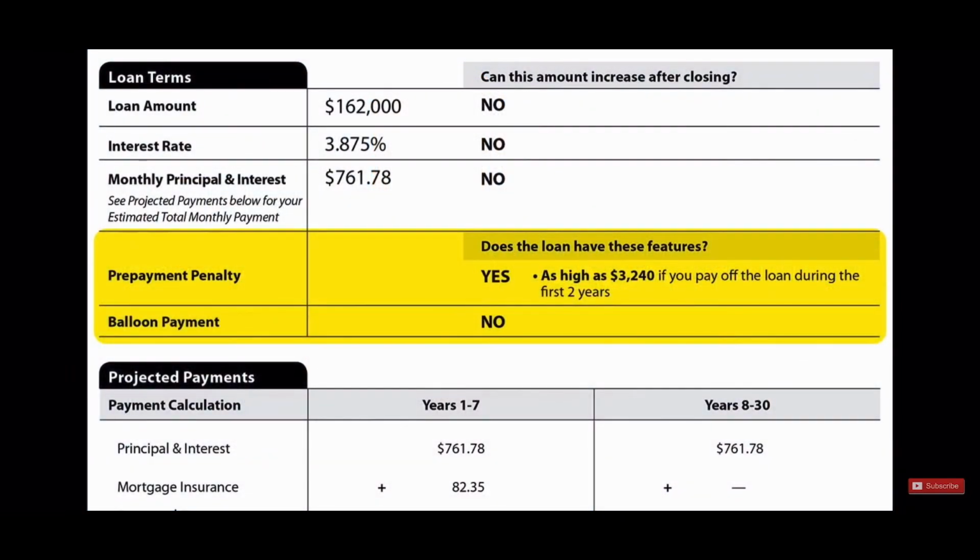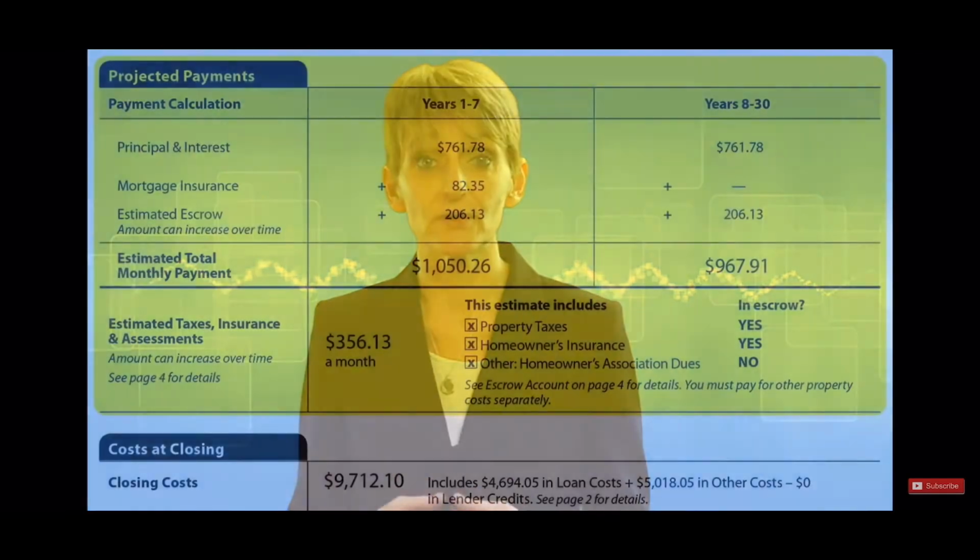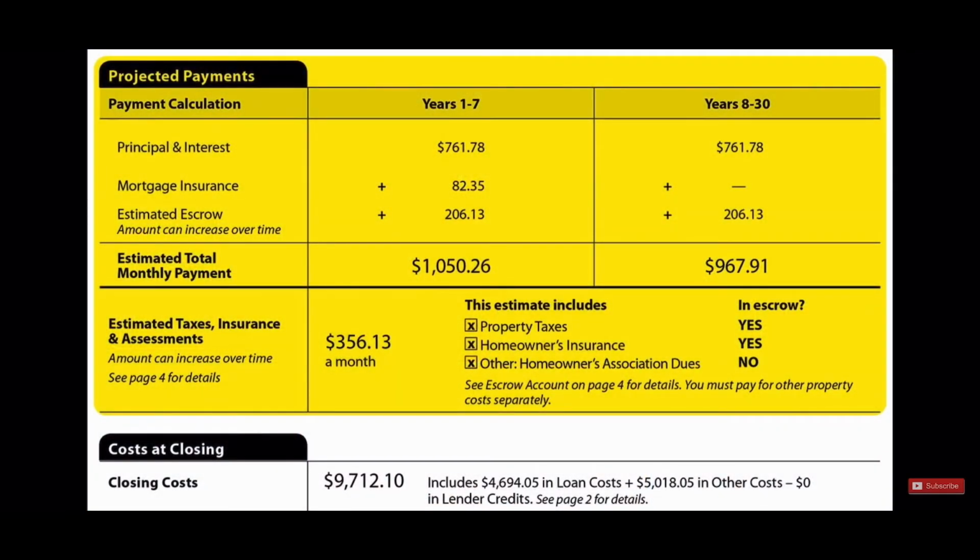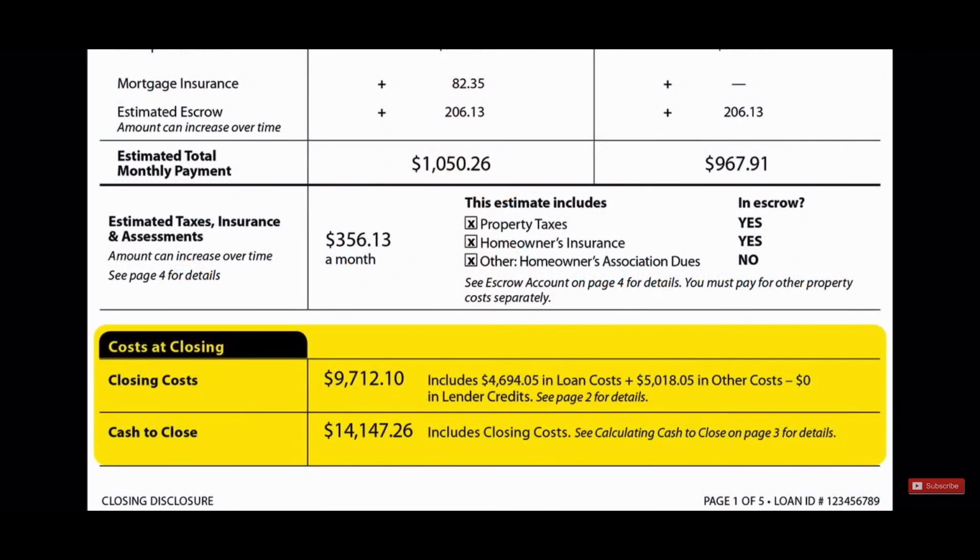Next, we see fields for does the loan have a prepayment penalty or balloon payment feature. Again, if yes, more descriptive language will be added. If no, the section is complete. In this example, we are looking at a 30-year fixed mortgage that does have mortgage insurance. We see two projected payment amounts, years 1 through 7 with the MI included, and then years 8 through 30 with the MI discontinued.